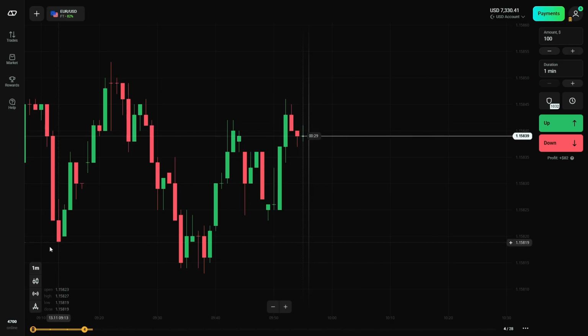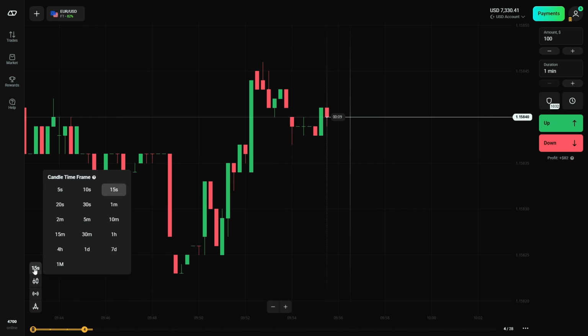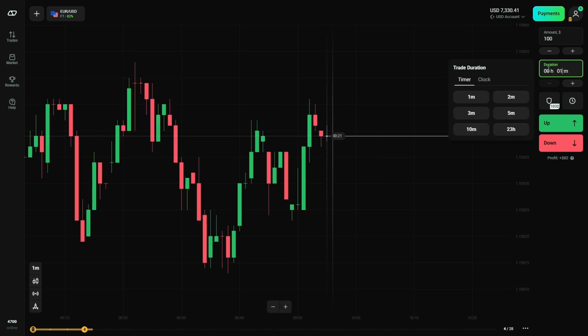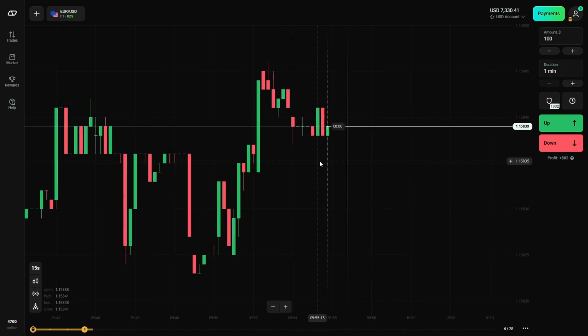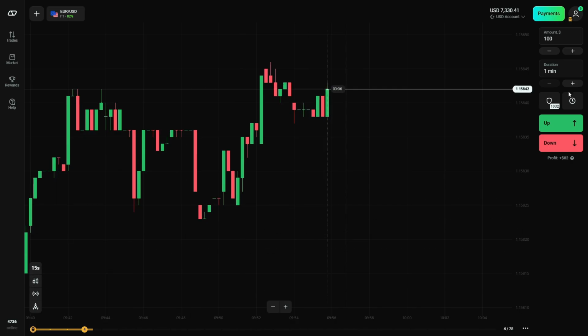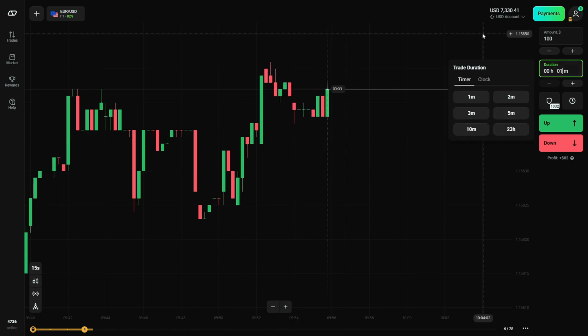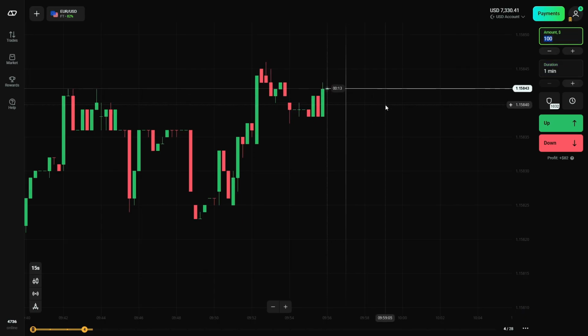After entering the platform, we click on 15 seconds to change the time frame, because if we select the 1 minute time frame, we would then have to choose 3 minutes or 5 minutes. So if we want quick trades, we select 15 seconds, meaning each candlestick will represent 15 seconds. For the chart type, we'll use Japanese candlesticks. As for the timing, we'll set it to 1 minute. For the investment amount, let's set it to $100 for now. If we see strong results, we double the amount.